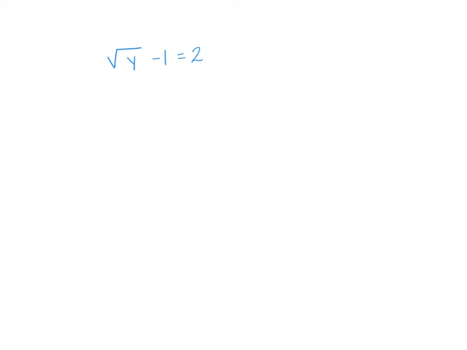Now this next equation looks similar to the last one we did, but I want to point out the difference. So you'll notice that this time the minus 1 is not under the radical. And remember that our first goal is always to isolate this radical right here. So before we can square anything, we need to go ahead and move that 1 to the other side of the equation. So we're going to go ahead and add 1 to both sides. So we get the square root of y is equal to 3.